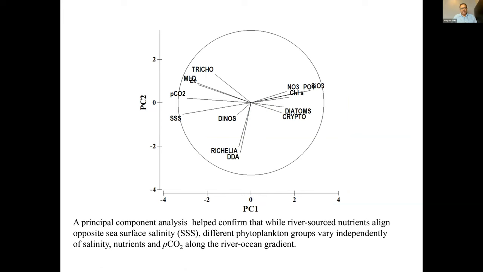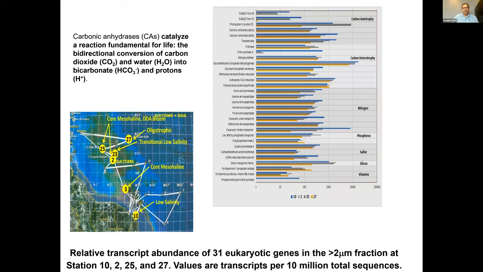But here's what I wanted to show. There was a person on board who was doing the metatranscriptomics of whole water samples, and I extracted some data from his data sets. And what we did see was that his carbonic anhydrases were highest close to the river mouth, where the CO2 concentrations were very low and diatoms were predominant.